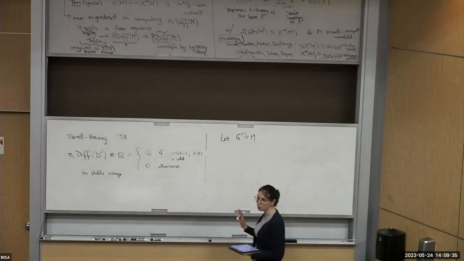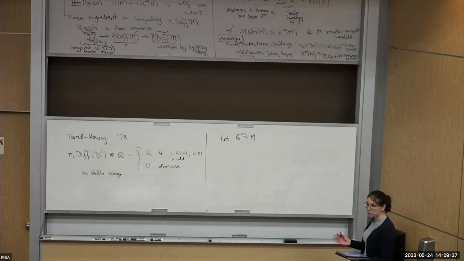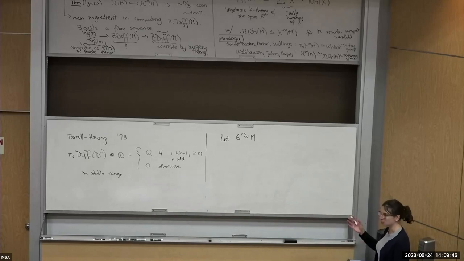And so that was open. That was a big open question that we solved a few years ago. And that's pretty explicit, like creating a map using graph complexes and actually finding some explicit elements in there to show it's not zero.